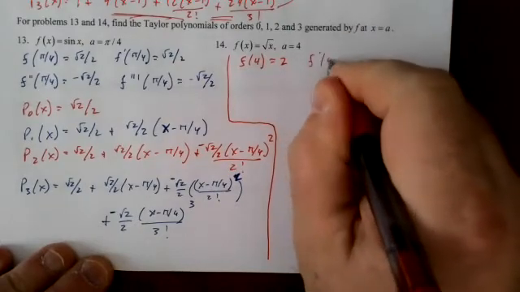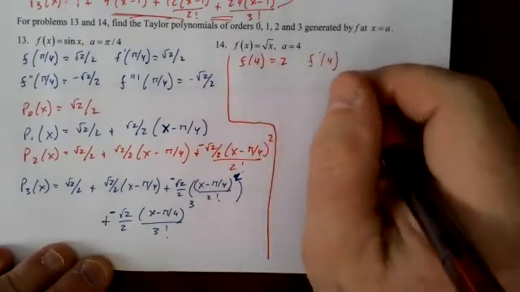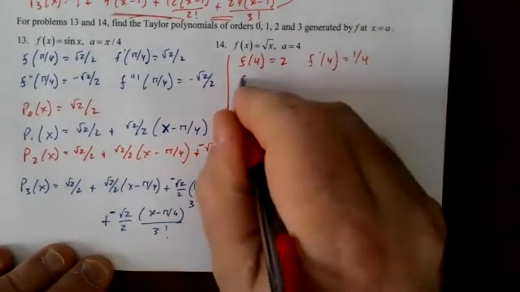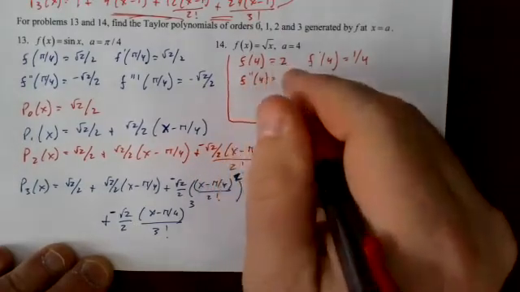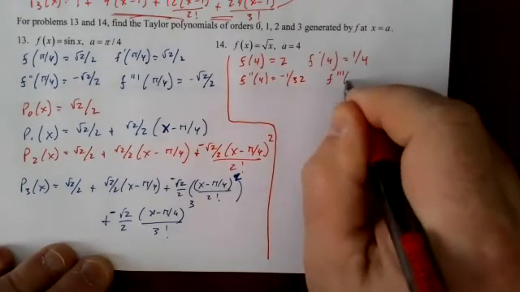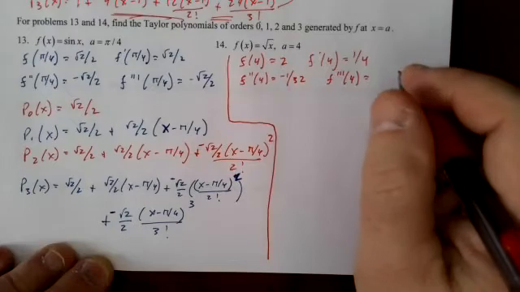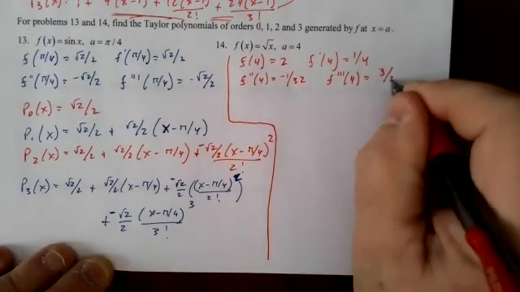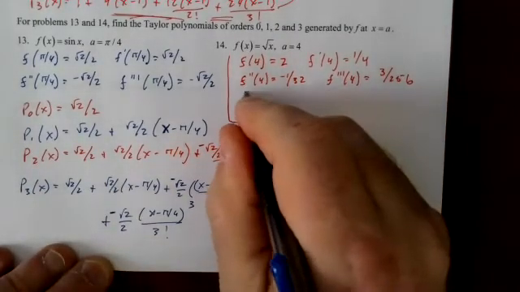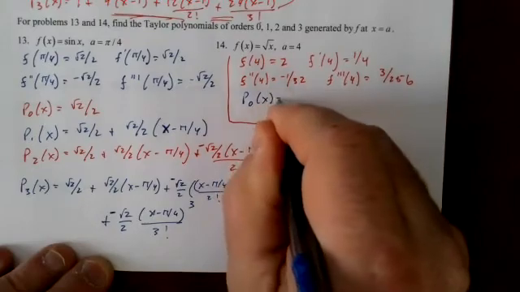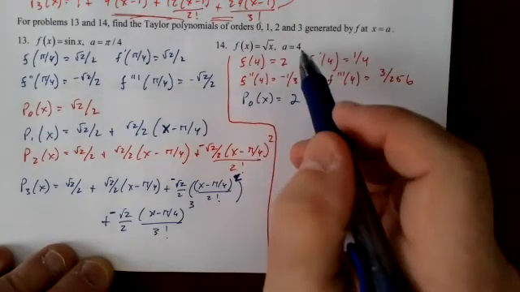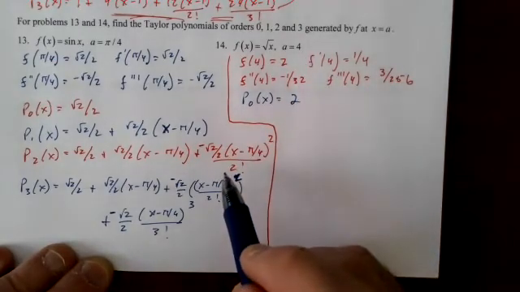The derivative is 1 over 2 root of x, which is 1/4. And so on and so on. F double prime of 4 equals negative 1/32. F triple prime of 4 equals 3 over 256. P naught of x equals 2. Good approximation. What if we put in 4.1? Let's look at 2. Not so good.